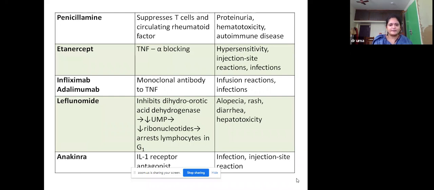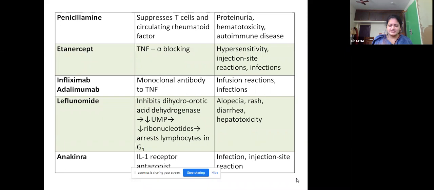Coming to the most important part, TNF alpha blocking drugs. They are etanercept, infliximab, and adalimumab. They act mainly by inhibiting TNF alpha. The main adverse effects are infusion site reaction and hypersensitivity reaction. They also cause the flaring up of tuberculosis. Before giving the drug, you have to check whether the patient has any pulmonary tuberculosis, because they will reactivate the tuberculosis. And leflunomide acts by inhibiting dihydroorotic acid dehydrogenase.